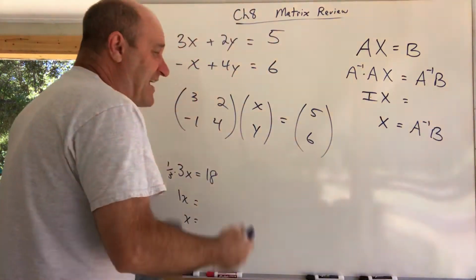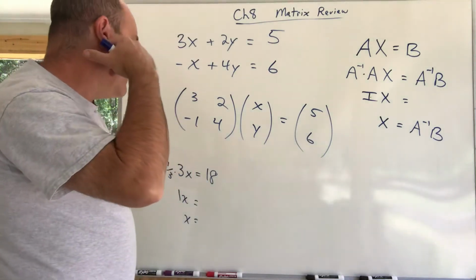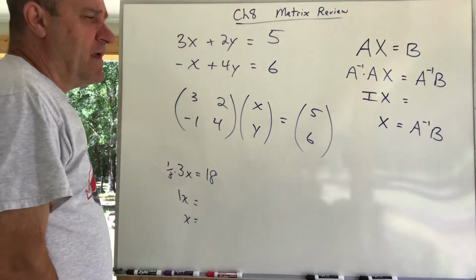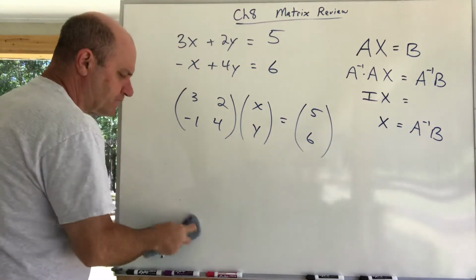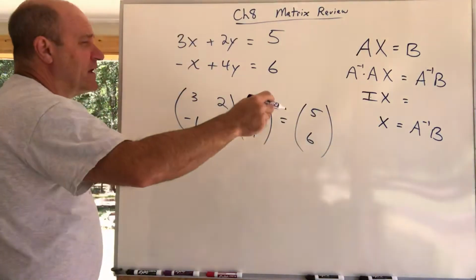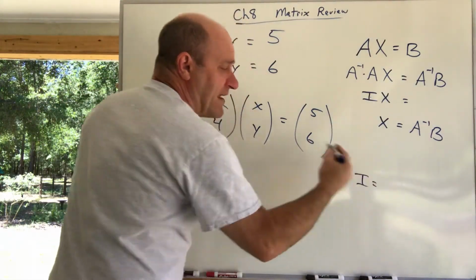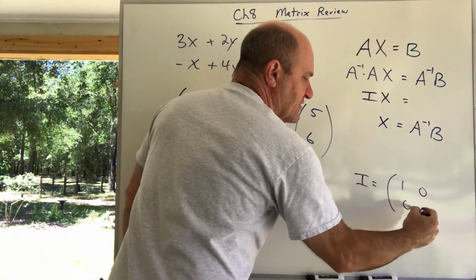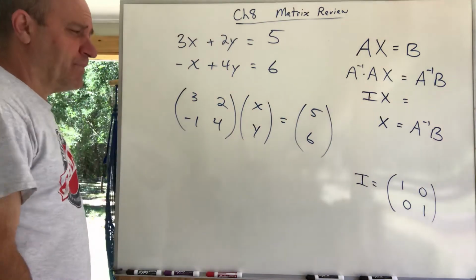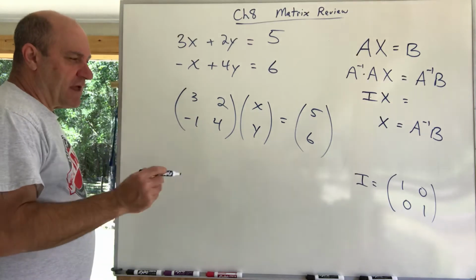Now the problem is finding A inverse. We have A here and we have B here, but finding A inverse is kind of a pain. It's kind of a long process. By the way, let me just pause here. I talked about this I real quick. The matrix I, for a 2 by 2, is this: 1, 0, 0, 1. It's ones down the diagonal, zeros everywhere else. So finding A inverse is going to be a little tricky.